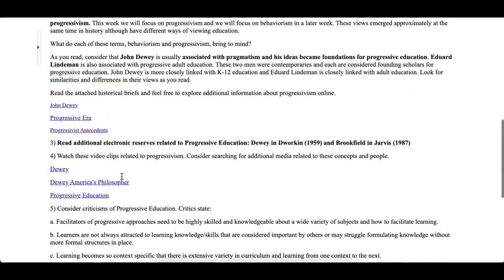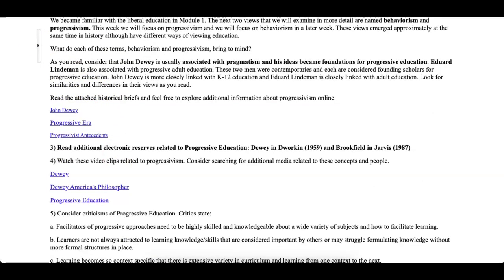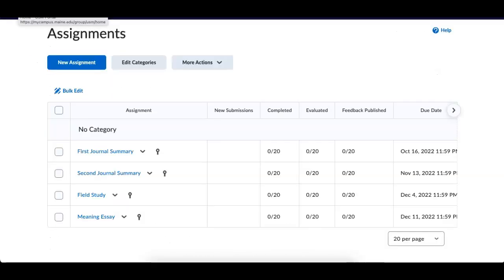Let me just shift gears for 1 second, and then I'll close this video out. What about the assignments? As you can see, we have the first journal summary, which is due on October 16th. I'll have plenty of information to come out on this. Then the second journal, field study, and the meaning essay. So those are the formal assignments that we have. Now I am keeping an eye on your actual discussion posts. You will get graded on those.